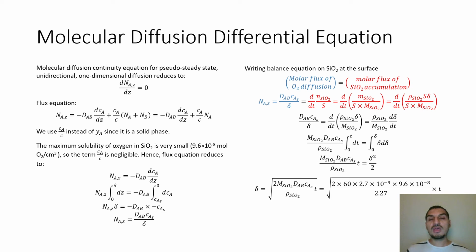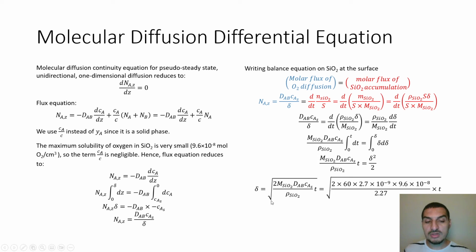sure that the units are homogeneous. So the thickness has the units of length, which is centimeter for instance. So if I use the molecular weight as gram per gram mole, and diffusion coefficient centimeter square per second, this is gram mole per centimeter cube, this is gram per centimeter cube, then you would see that the units of this constant term is going to be centimeter square per second.